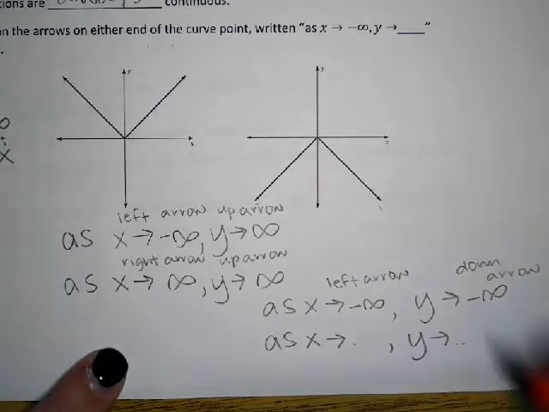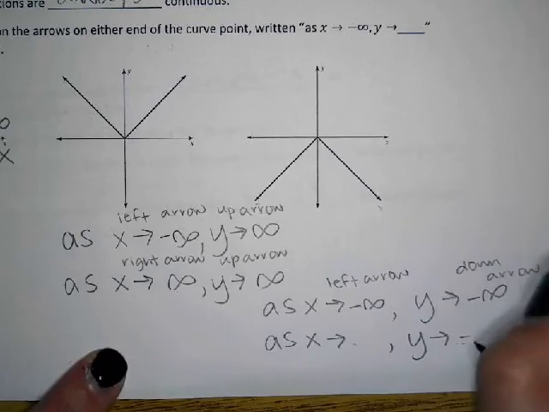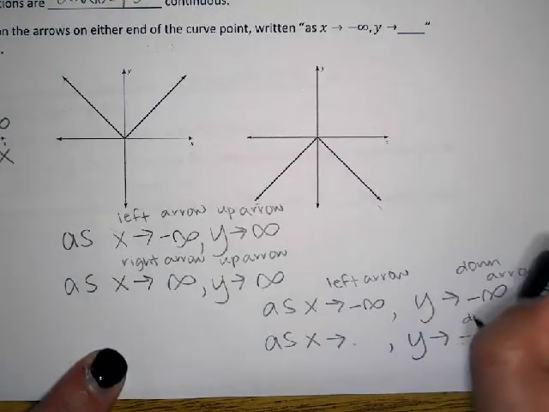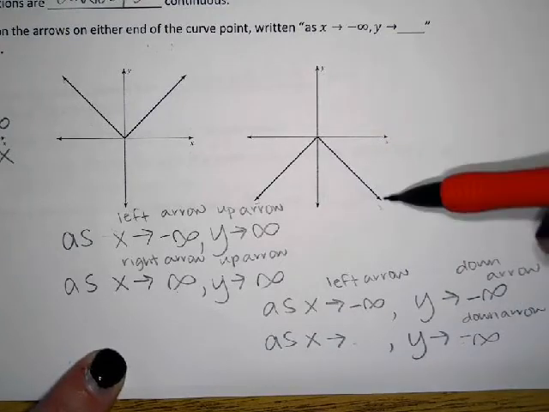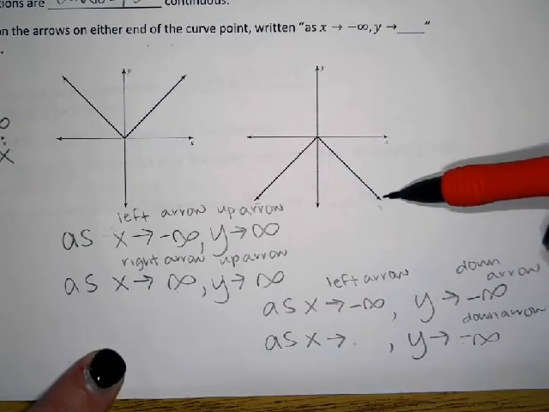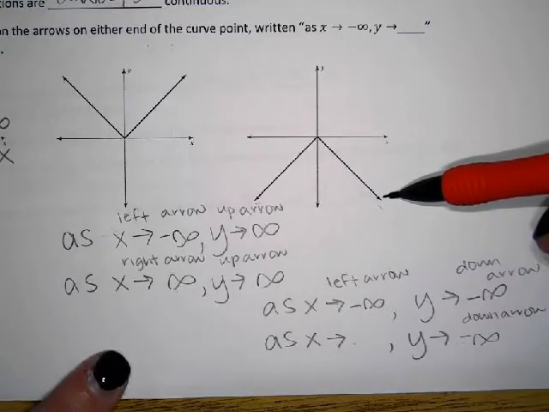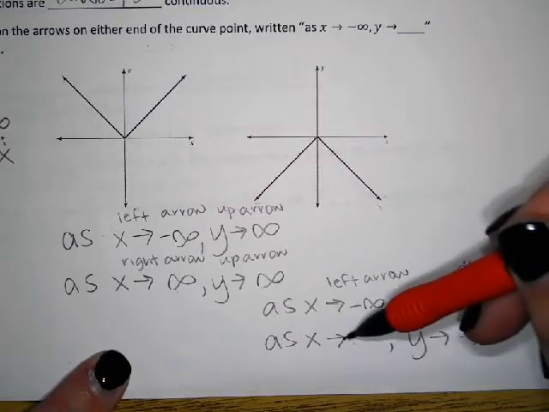Okay, so this arrow goes down. Where else does it go? That's the down part. To the right. It goes to the right. So if we're going to write it for the x and we're going to say it goes to the right, is that a negative infinity or a positive infinity? It's a positive infinity. Okay.